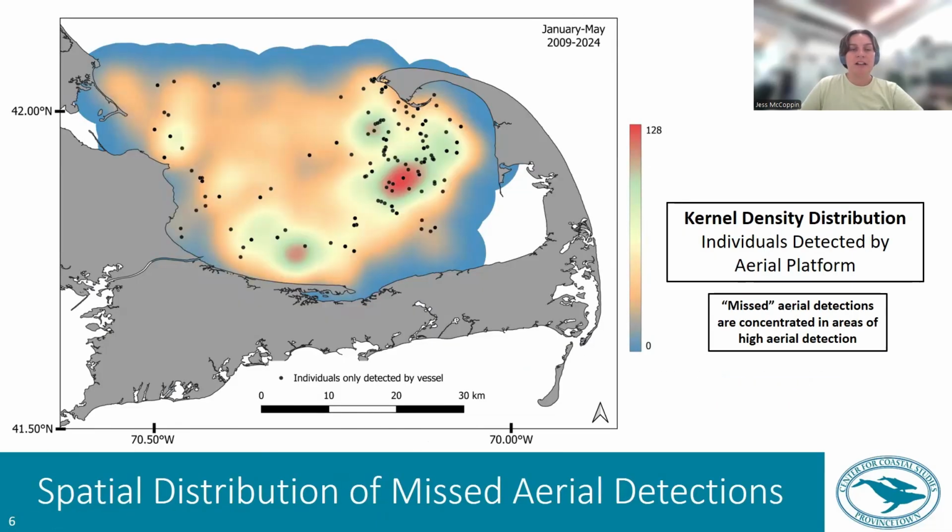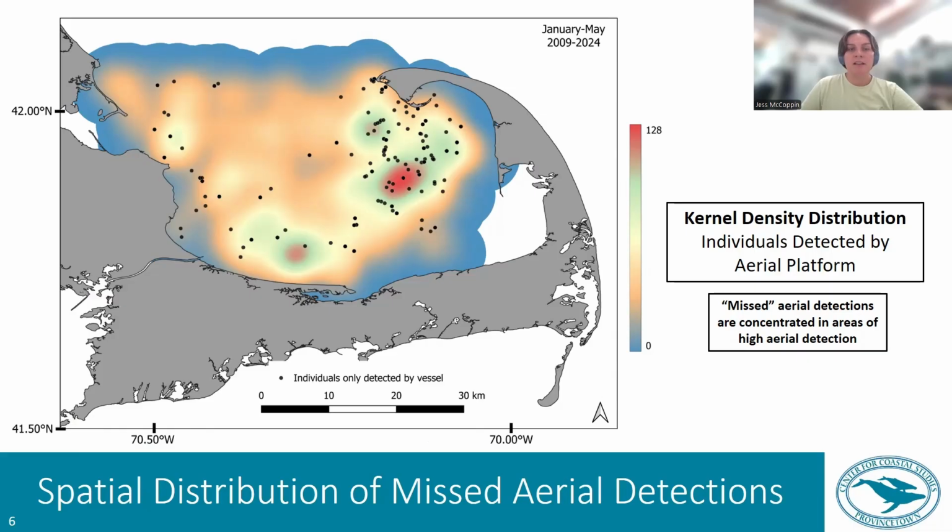Although the aerial detection factor was high, I wanted to investigate any patterns in spatial distribution of the missed aerial detections. The figures here present a kernel density distribution of unique sightings of individuals by the aerial platform. Overlaid on the figure are unique sightings of individuals only detected by the vessel, in other words, individuals missed by aerial surveys.